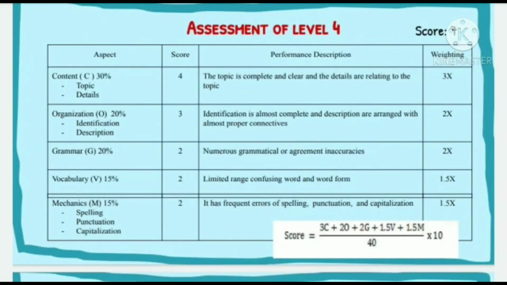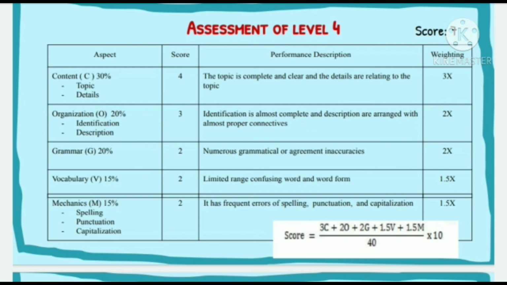On this slide, you can see the aspects, scores, performance descriptions, weightings, and how to calculate a score. The aspects are divided into 5 kinds. The first is content, which consists of topic and details. The second aspect is organization, which consists of identification and descriptions. The third is grammar. The fourth is vocabulary. And the last, mechanics, consists of spelling, punctuation, and capitalization.